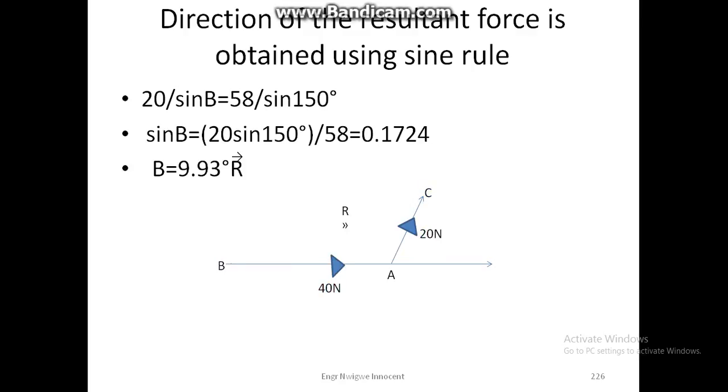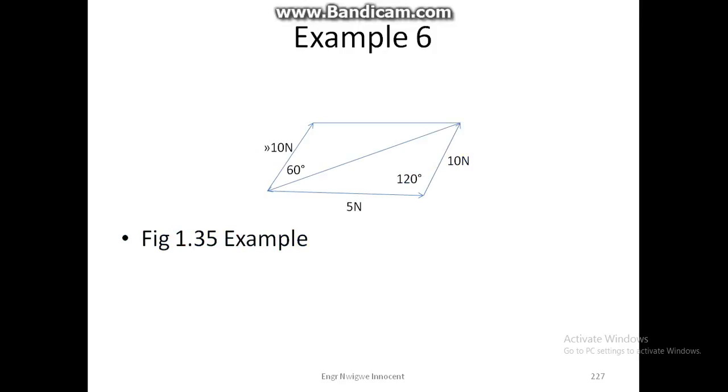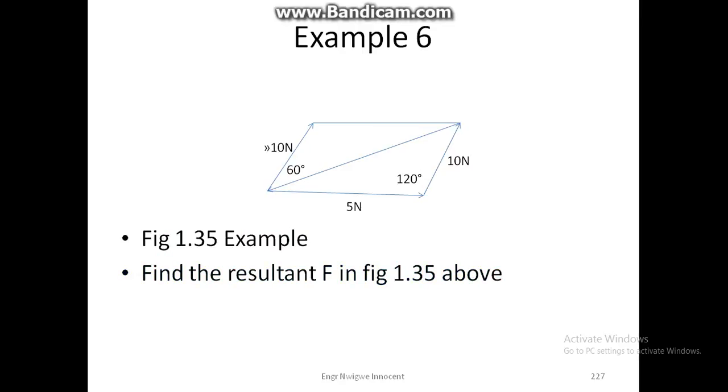Example 6. Figure 1.35 shows a parallelogram having two sides of 10 Newton and 5 Newton, the diagonal at an angle of 60 degrees, and the angle of the side of the parallelogram as 120 degrees. Find the resultant F in Figure 1.35 above.